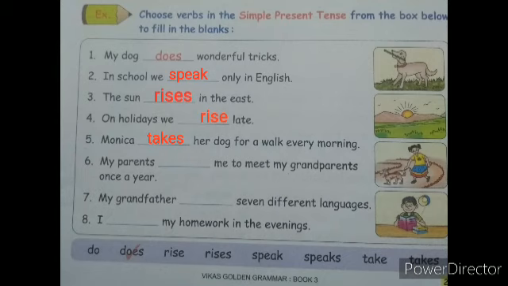I hope everyone understood the concept of writing the answer. The remaining sentences are an assignment.